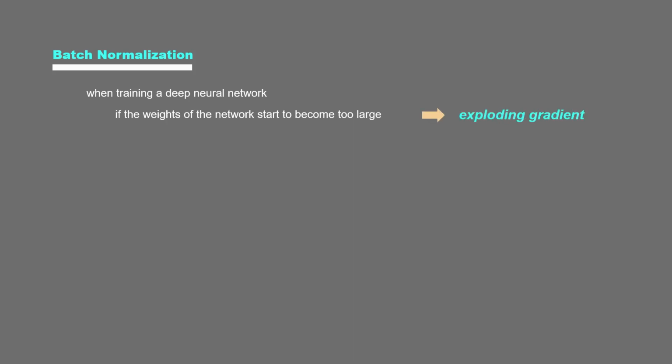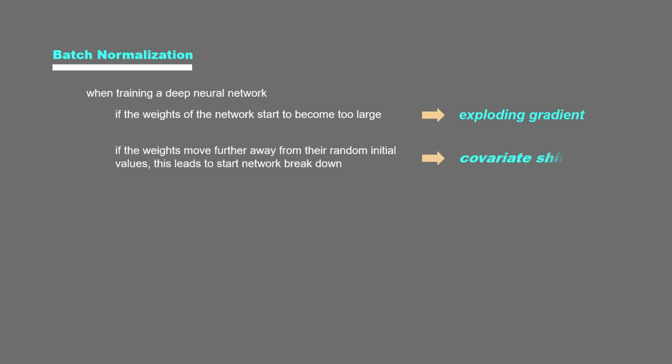Batch normalization. There is a general problem when training a deep neural network. If the weights of the network start to become too large, this is a sign that your network is suffering from what is known as the exploding gradient problem. Because the errors are propagated backward through the network, the calculation of the gradient in the earlier layers can sometimes grow exponentially large. It causes wild fluctuations in the weight values, and the network explodes. If the weights move further away from their random initial values, this leads to network breakdown. This phenomenon is known as covariate shift.